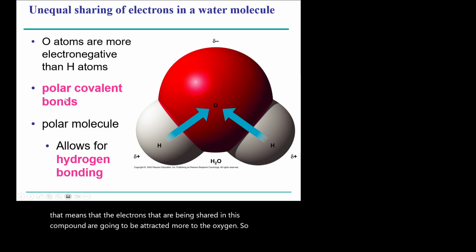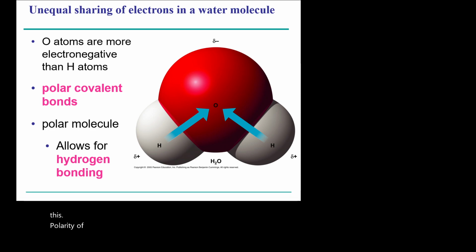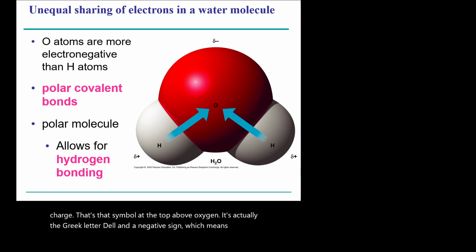So this results in polar covalent bonds, but more importantly, it causes this polarity of the molecule overall, where the oxygen side of water will have a slightly more negative charge. That's that symbol at the top above oxygen. It's actually the Greek letter delta and a negative sign, which means partial negative charge. Whereas the hydrogen sides of the water molecule have a slight positive charge. This polarity leads to the third type of bonding called hydrogen bonding.